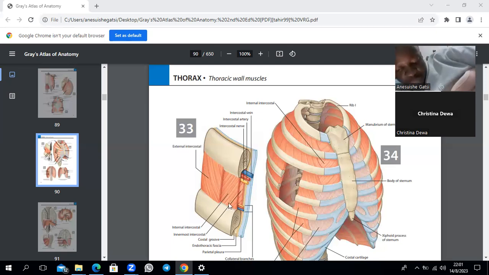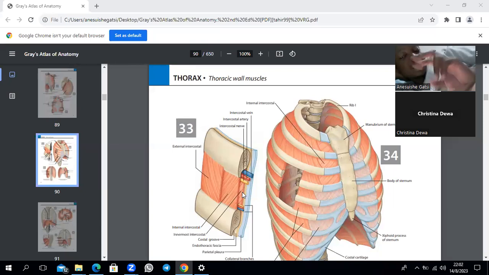Right. Then innervation of these muscles, they're innervated by the neurovascular bundle of that intercostal space. So in intercostal space, we have an intercostal nerve, an intercostal artery, and an intercostal vein. I'll tell you where those things come from. But for now, just remember that the neurovascular bundle, where there's an intercostal vein, artery, and nerve, lies between the internal intercostal and the innermost intercostal.